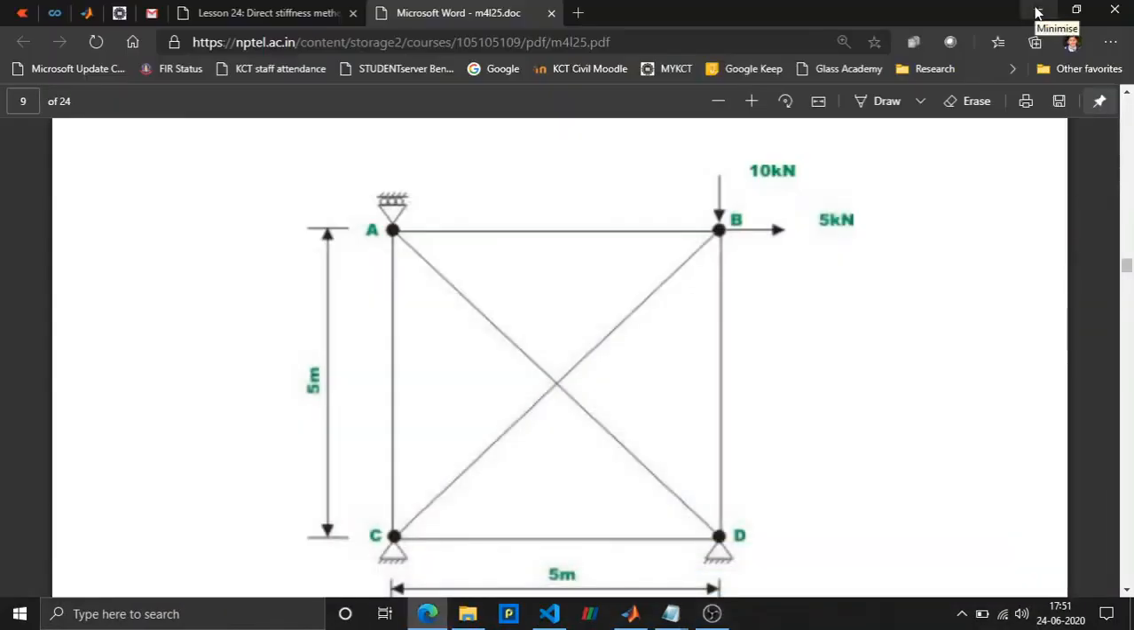Hi, in this video I am going to explain how to do the stiffness method of structural analysis using MATLAB. Let us consider an example from the NPTEL materials.